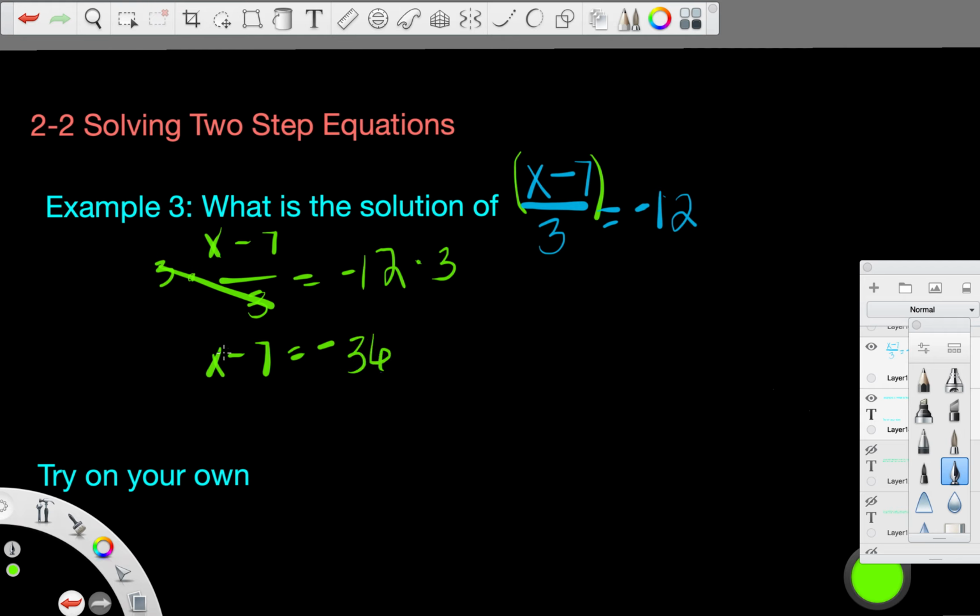So in order to get this negative 7 to the other side, I'm going to do the inverse operation of subtraction, and I want to add this 7 to both sides. Adding 7 to both sides. So I'm left with x equals.